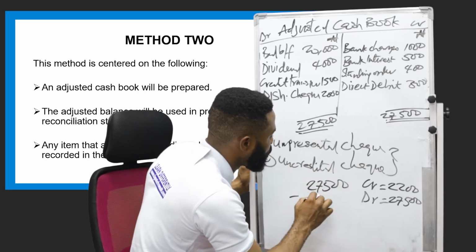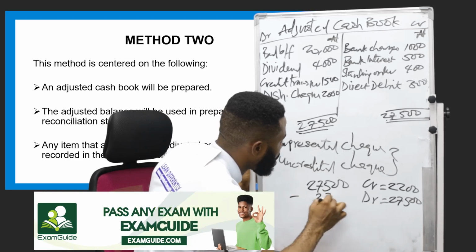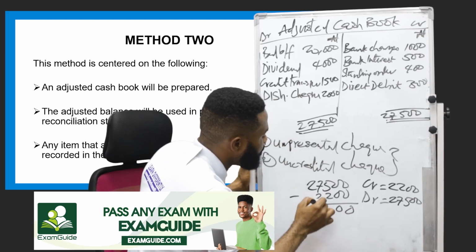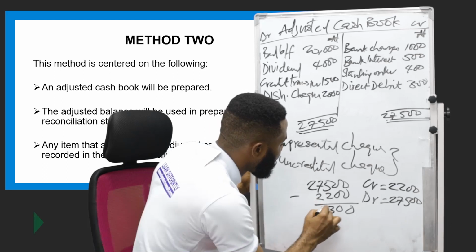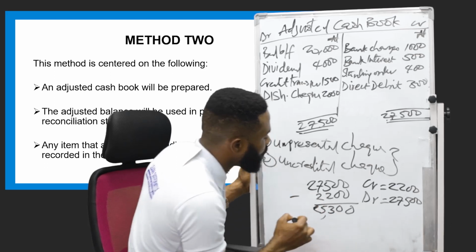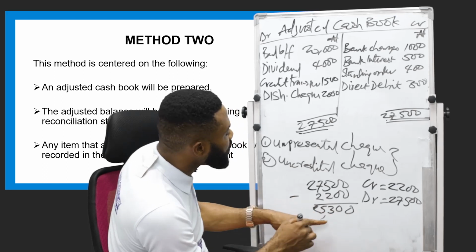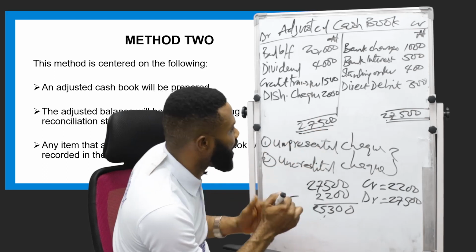27,500 minus 2,200. This is 0, 0. 5 minus 2 is 3. 2 minus 7 is 5. And then you have 2. It will give you what? 25,300. So this 25,300 will now be taken to the lesser side of the account.